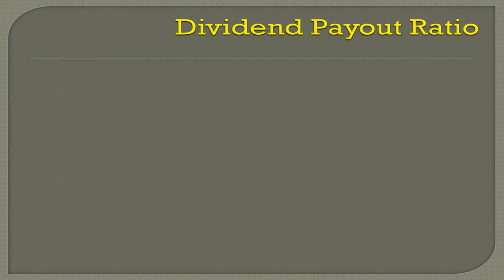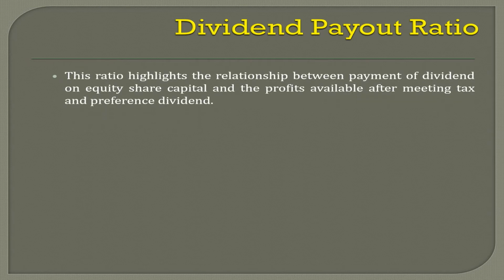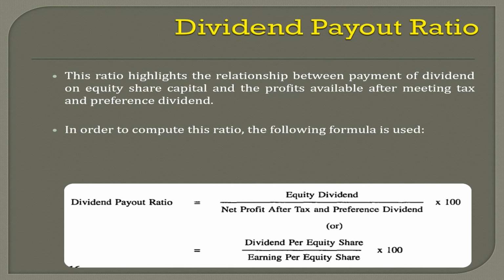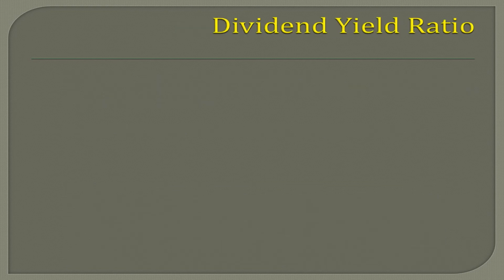This ratio highlights the relationship between payment of dividend on equity share capital and the profits available after meeting tax and preference dividend. It indicates the dividend policy adopted by the top management about utilization of divisible profit to pay dividend or to retain or both. Dividend payout ratio is equal to equity dividend divided by net profit after tax and preference dividend multiplied by 100. Another formula for dividend payout ratio is dividend per equity share divided by earning per share into 100. Moving on to the next one, that is dividend yield ratio.